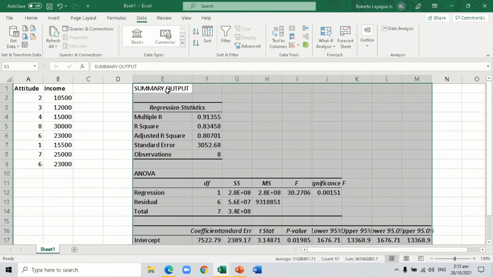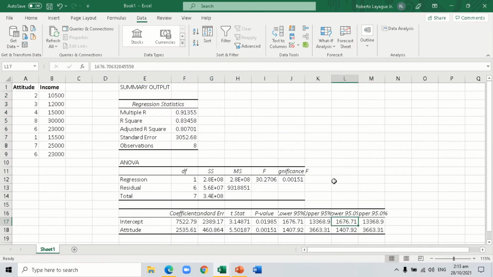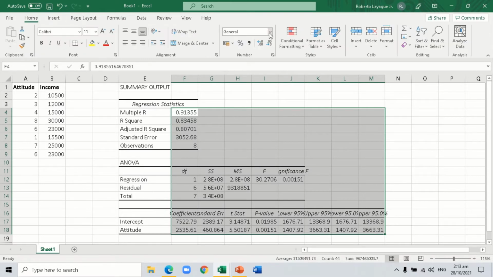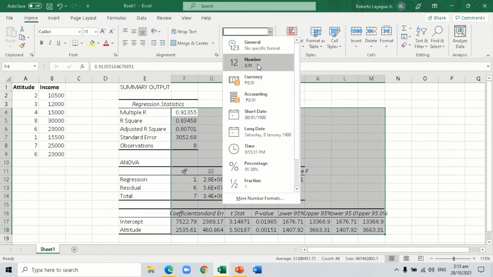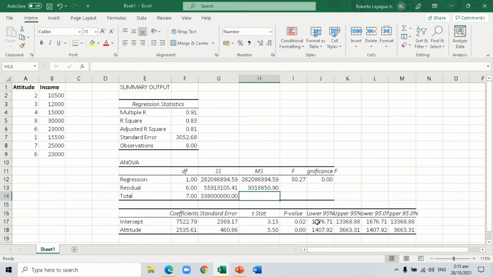Let me adjust things here. However, there is some redundant data here. These are not the things that we need. I'm going to highlight the data and make it show two decimal places, so it's much easier for us to look at. So let's see this one. We have here our data in two decimal places.